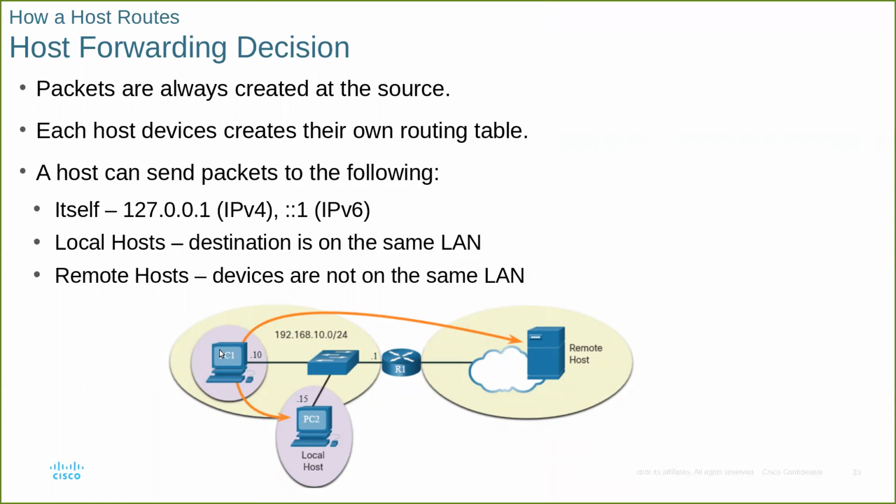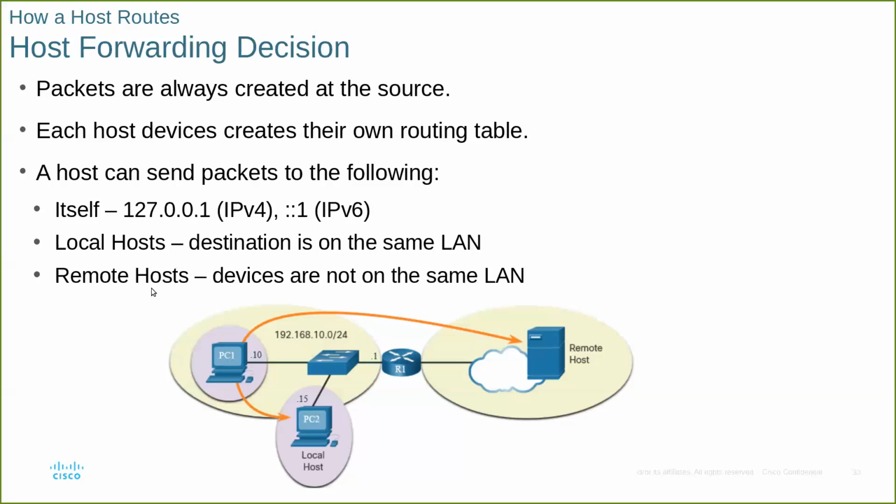A host can send packets to itself, to an IPv4 address, or to an IPv6 address. These are the three possibilities. First, it can send to itself, with IPv4 and IPv6. A host can also send to a local host, which means a device in the same network or the same LAN as the sending host. It can also send to a remote host.